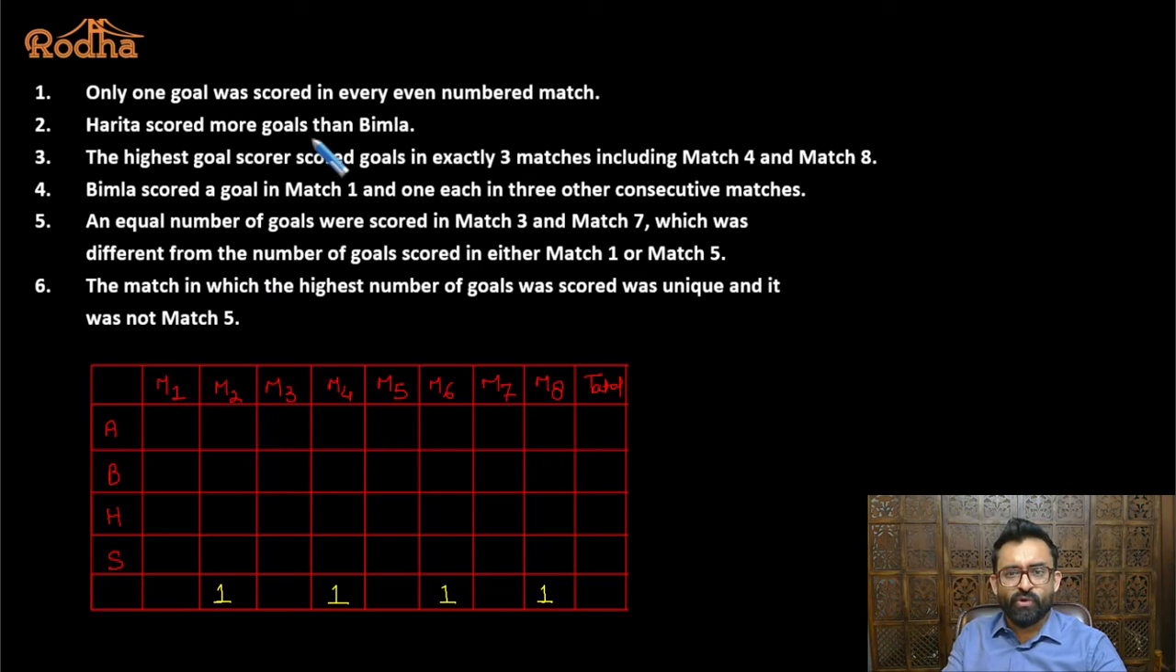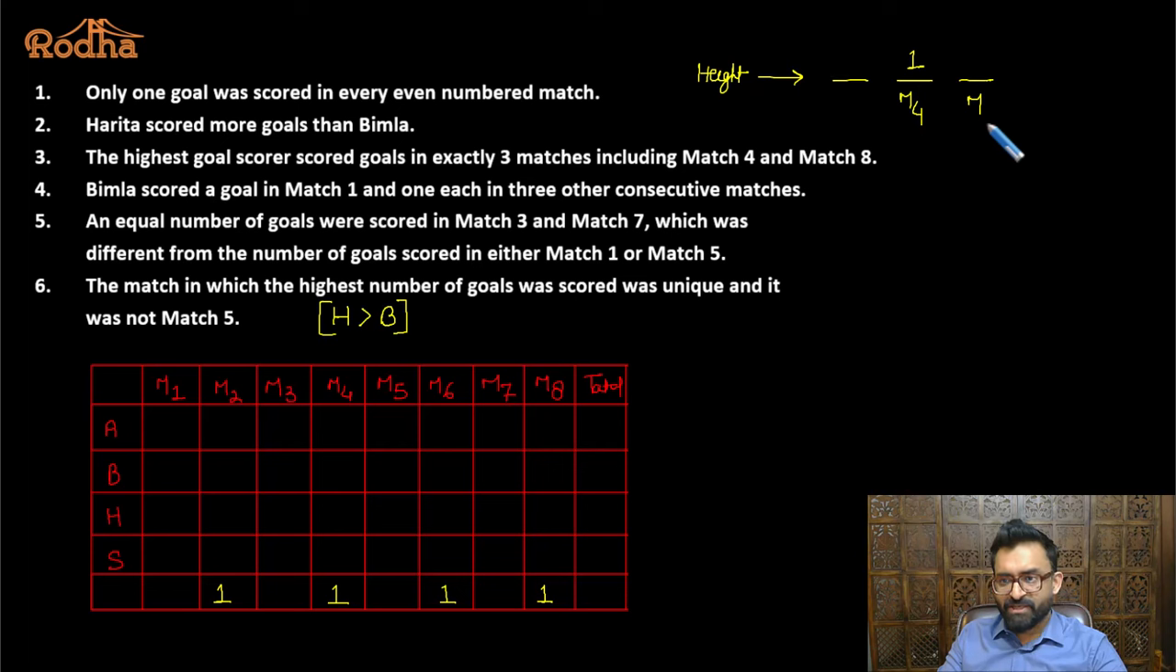Harita scored more goals than Vimla. That is a very important piece of information, so we have to write it somewhere. Fine, this is the information, and we have to keep that in mind. Next: the highest goal scorer scored goals in exactly 3 matches, including match 4 and match 8. So the person who is going to score the highest goals, let's write this. That person will score in 3 matches. Match 4: only one goal is scored.